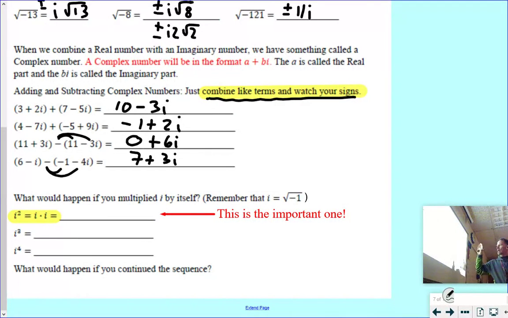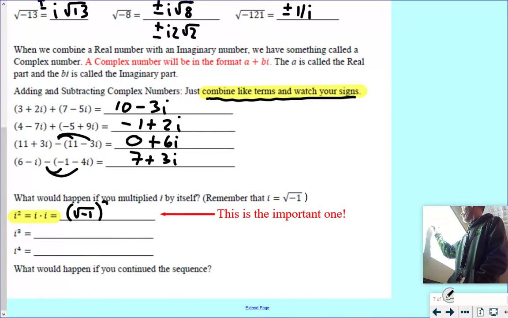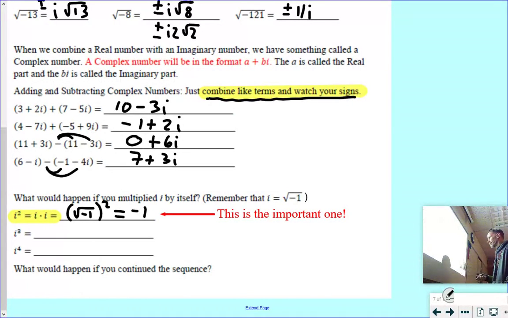Okay? So we take i times i, or i squared. What does that really mean? Well, it means we have the square root of -1 squared. And we know that if we have a square and square root, they just cancel each other out. So i squared is equal to -1, which is kind of interesting if you think about it.